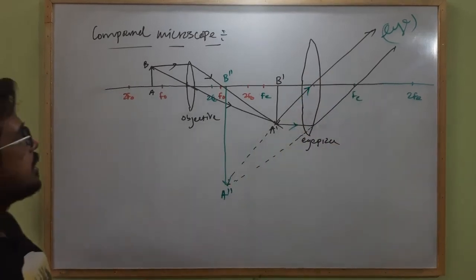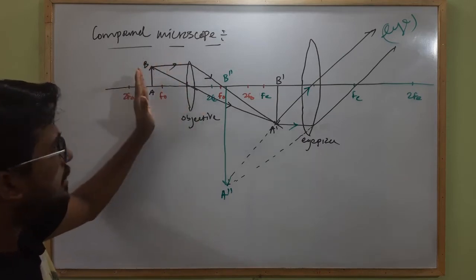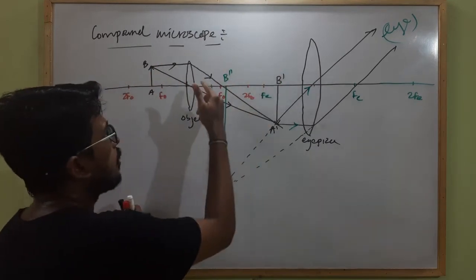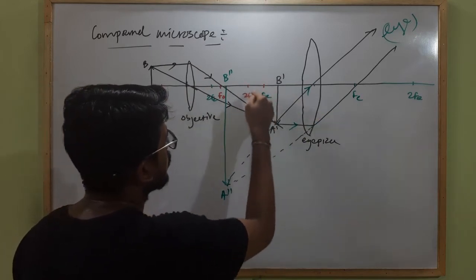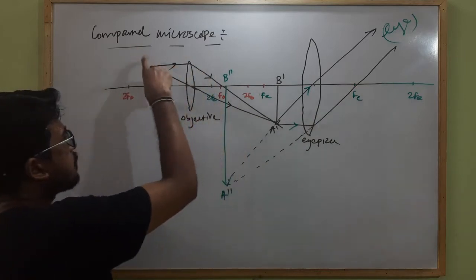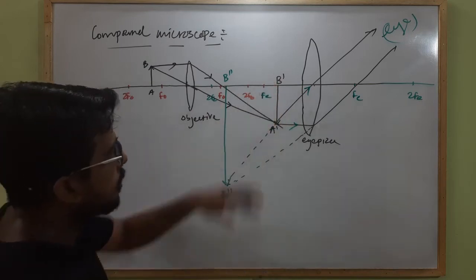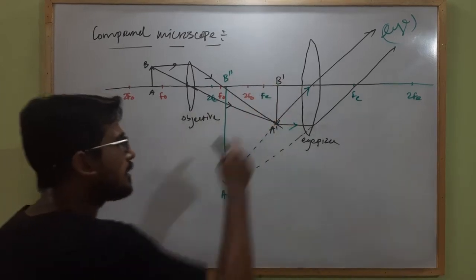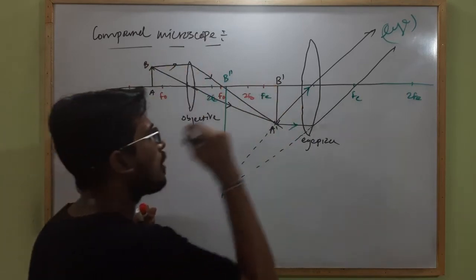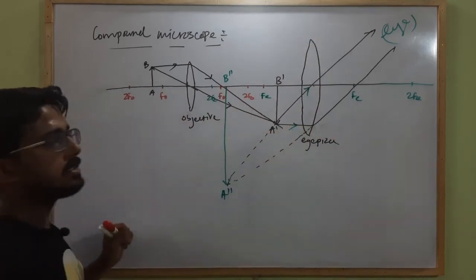Okay, so when an object is placed just beyond the focal length of the objective, its real, inverted and magnified image is formed on the other side of the objective lens, which lies beyond the center of curvature of the objective and plus infinite. So the first image of this objective will be A dash B dash, which is magnified in nature, inverted in nature and real. But this A dash B dash magnified image of the object AB will act as an object for the eyepiece. So for the eyepiece, A dash B dash will act as a virtual object.